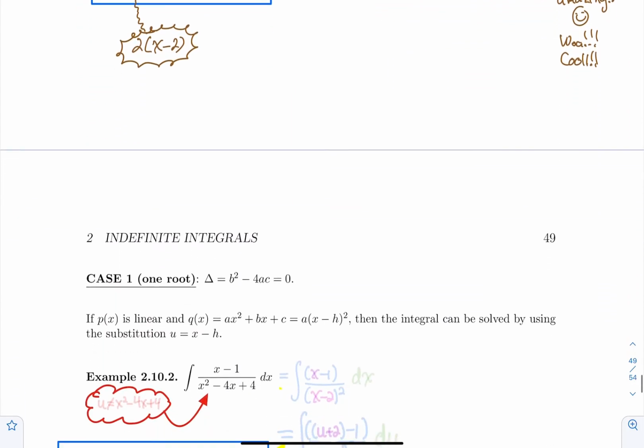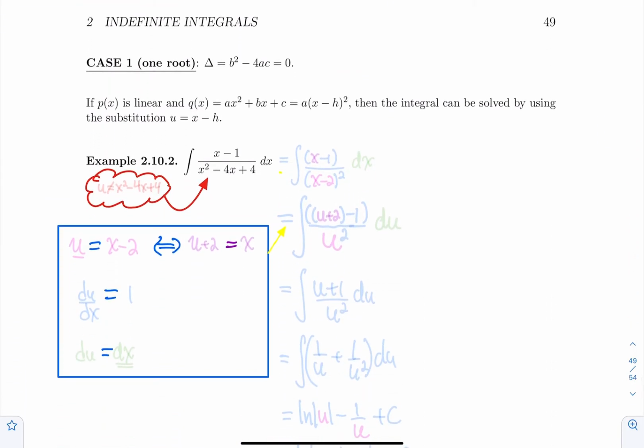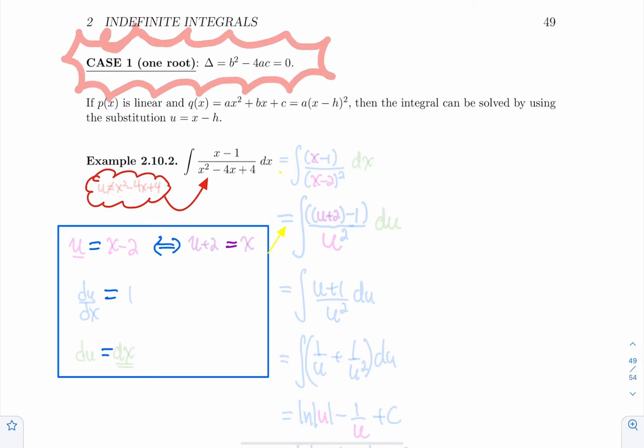Our next example is going to be the first example that is a bit more complex, where you cannot just use substitution to finish the question. So now we're looking at a rational expression where the numerator is a polynomial of degree at most 1 and the denominator is a quadratic equation, so something of degree 2. And so in case 1, the quadratic equation has only one root. So case 1 is for one root. In other words, the discriminant, delta, b squared minus 4ac, is equal to 0.